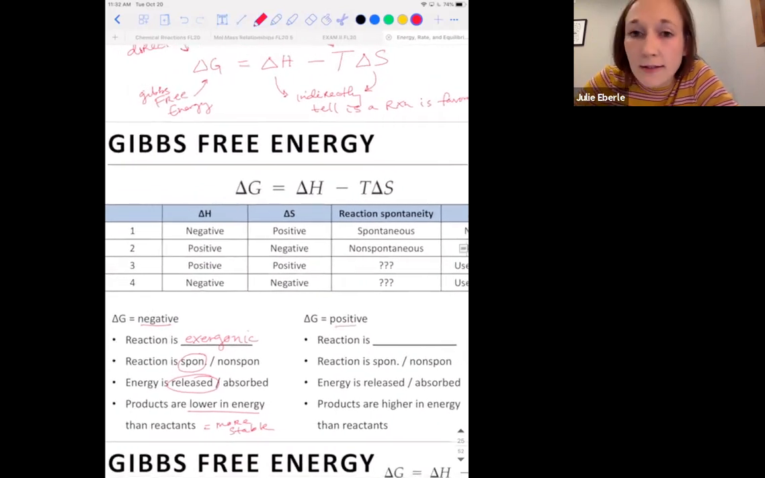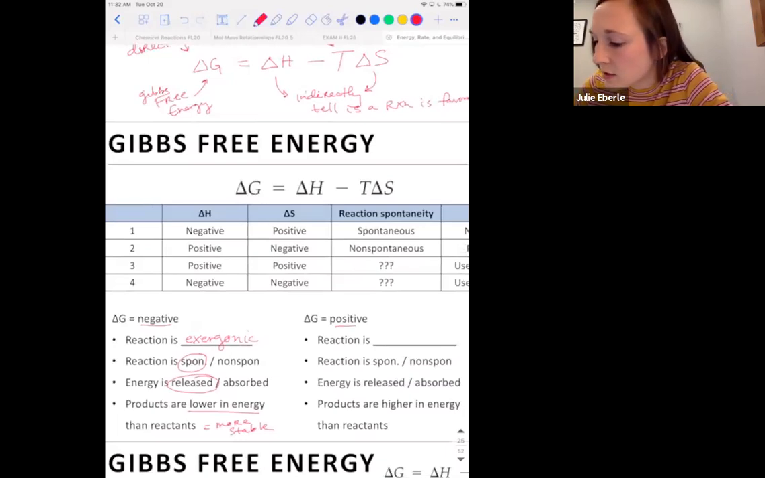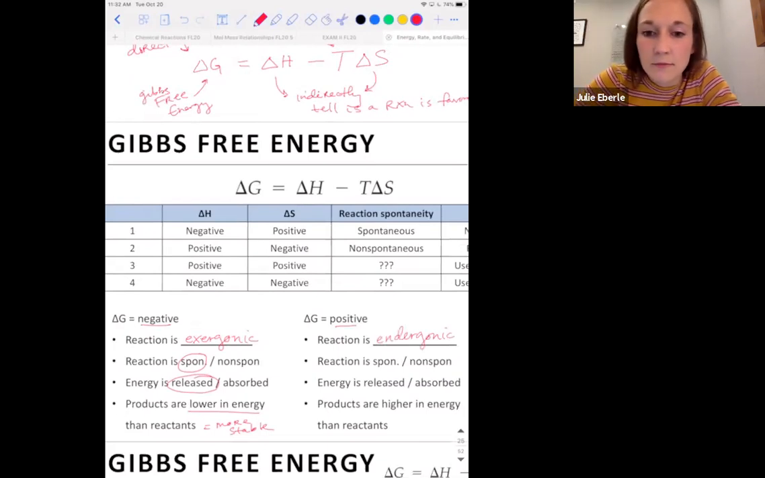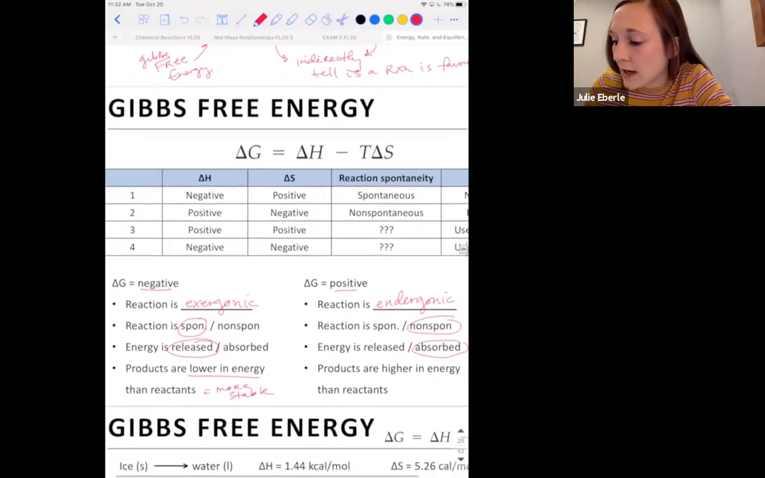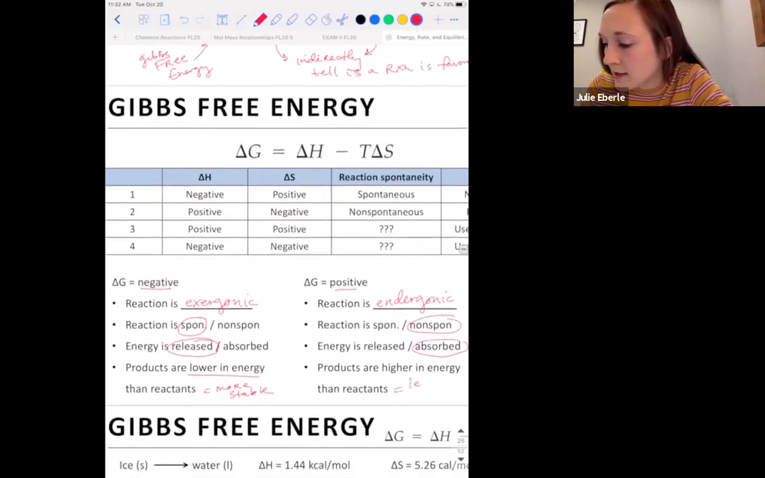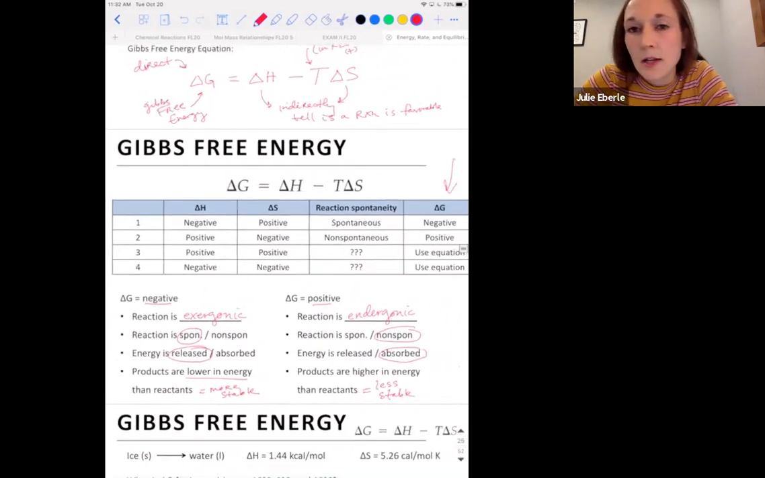If delta G is positive, the reaction is called endergonic. The reaction is not spontaneous, will not happen on its own, at least. You may have to add some help to it. And energy is absorbed overall. And your products are higher in energy than your reactants, meaning they are less stable. Okay. So that's a few things about positive and negative delta G, exergonic versus endergonic.